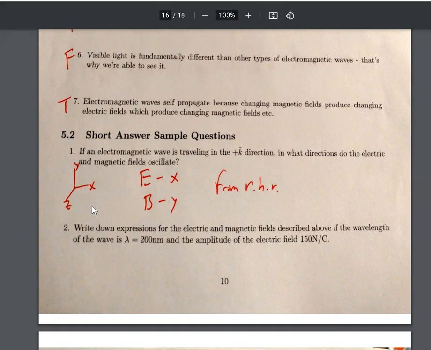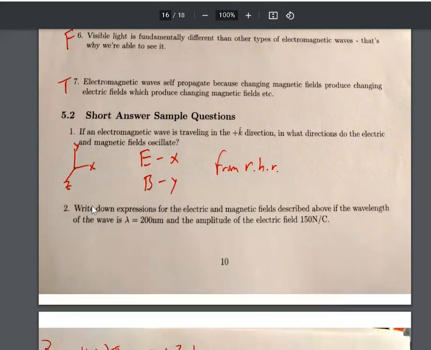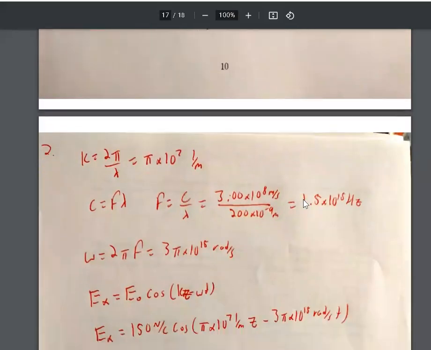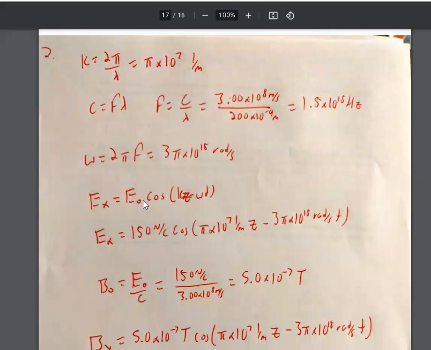All right, so write down expressions for the electric and magnetic fields described above, if the wavelength of the wave is 200 nanometers, and if the amplitude of the electric field is 150 newtons per coulomb. Our expressions are always the maximum, or the amplitude, of the electric field times the cosine of the wave number times the direction that the wave is traveling in, minus the angular frequency times time.